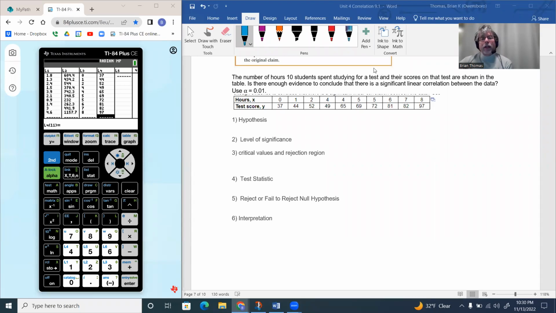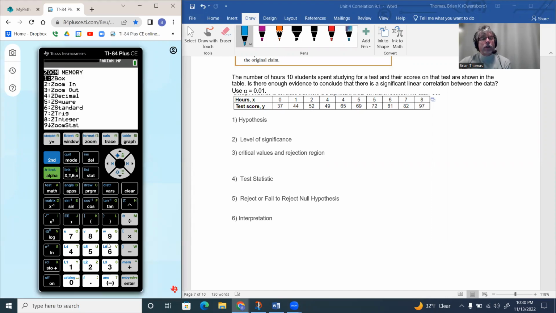So again, we may not have had to actually put this data into the calculator. I was just curious to see what it looks like. So if I hit zoom, number 9, notice that it looks like it's going to have a strong positive correlation. So it looks like there should be a really strong R value here, just based on this. So let's see what we got to do in our problem here.